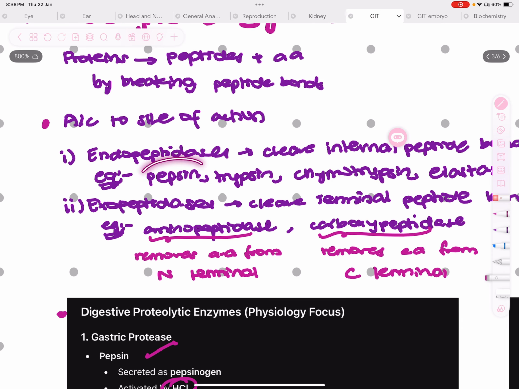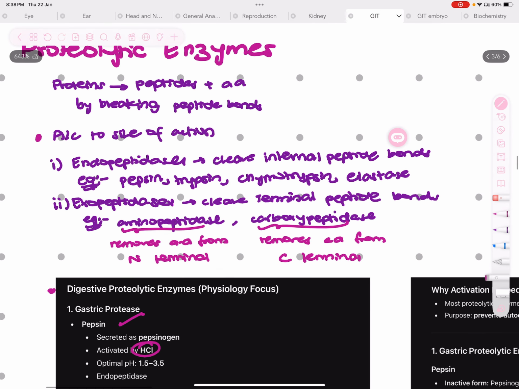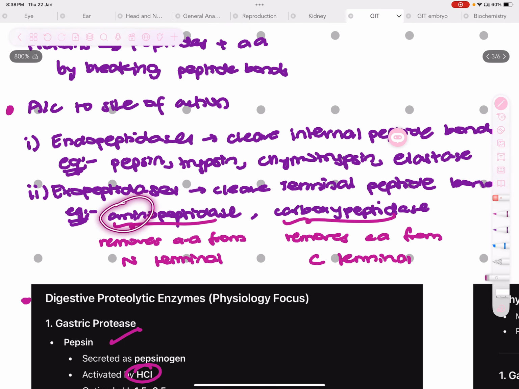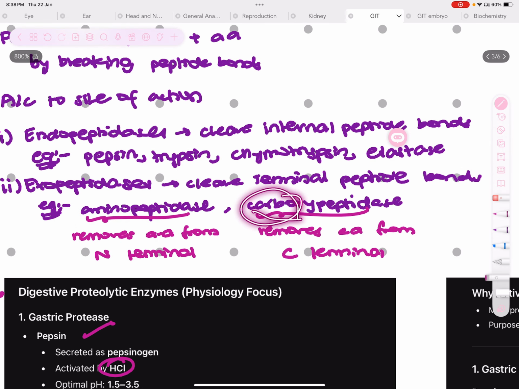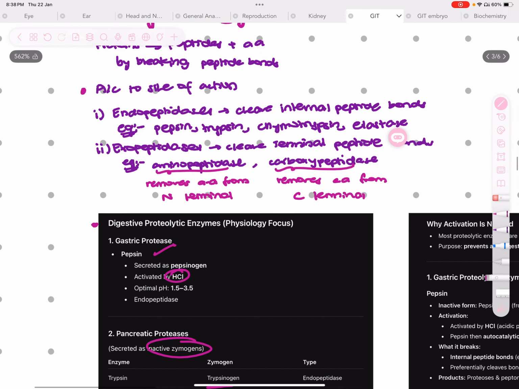Endopeptidase examples are pepsin, trypsin, chymotrypsin, and elastase. So very simple: pepsin, trypsin, chymotrypsin, and elastase. Whereas exopeptidase examples are aminopeptidases and carboxypeptidase. Aminopeptidases, as suggested from the name, remove amino acids from the N-terminal, whereas carboxypeptidases remove amino acids from the C-terminal. Now, this was according to the site of action.